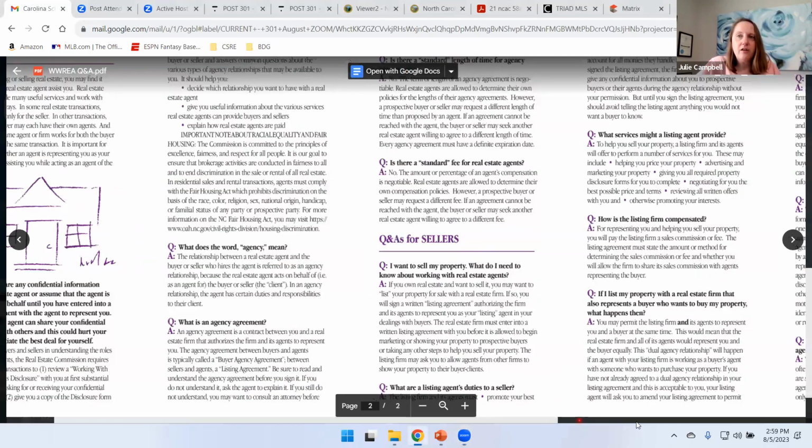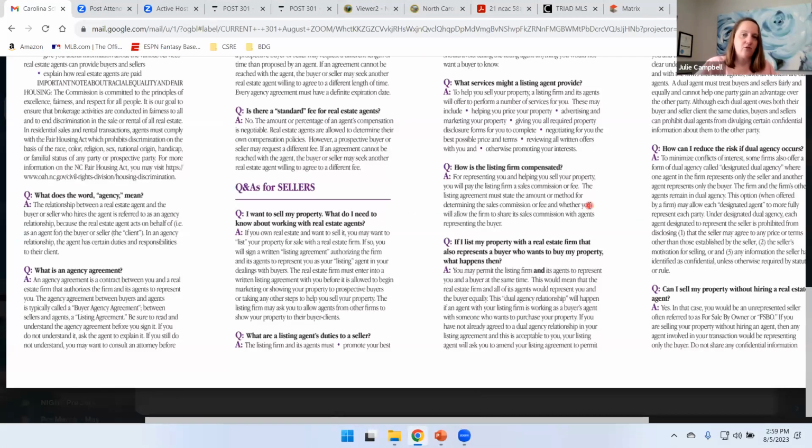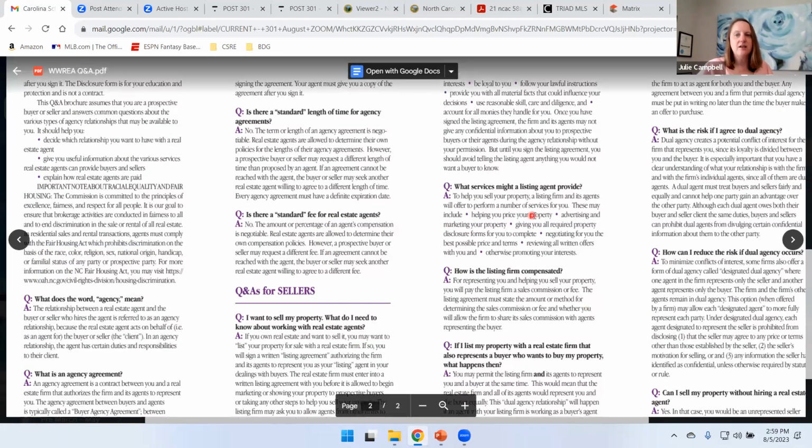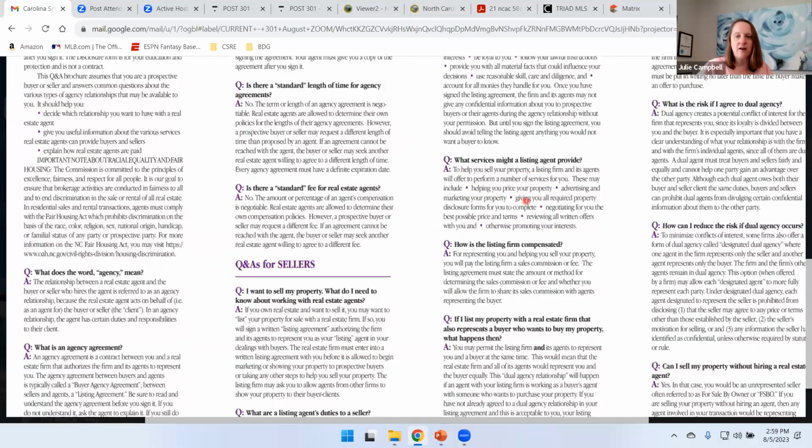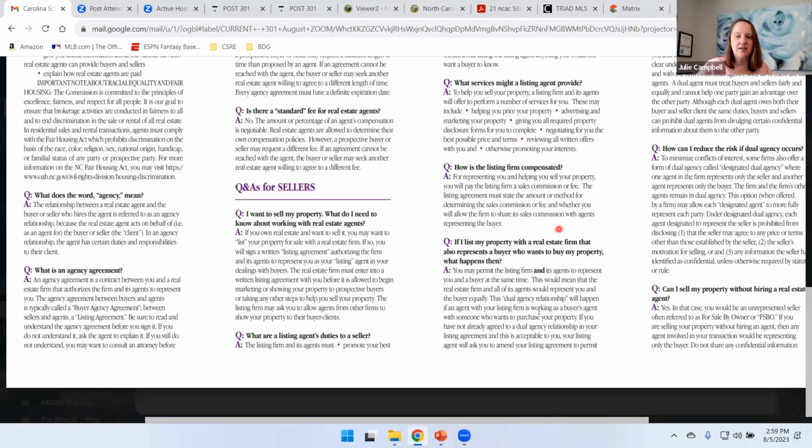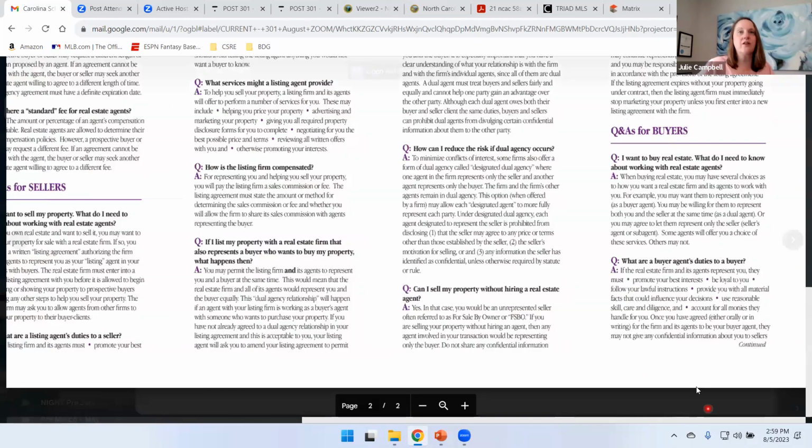Then this brochure breaks it down into different categories. It has the category of Q&A working with sellers. There she is, we can see her again. Can you hear me, Kimberly? Okay. So Q&A working with sellers helps us address: I want to sell my property, what do I need to know about working with agents? What services might a listing agent provide? How is the firm compensated, et cetera. It puts tools in our hands to help guide these conversations.